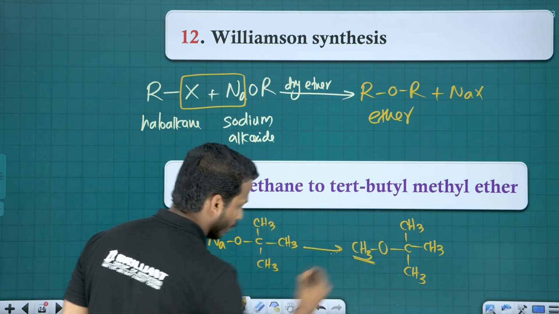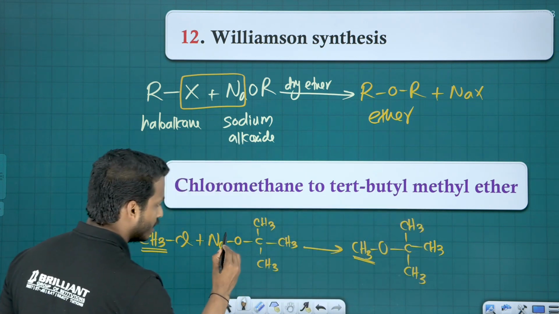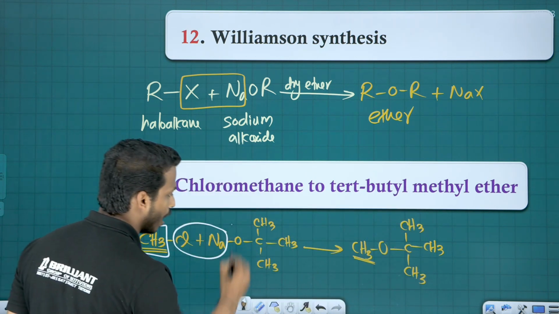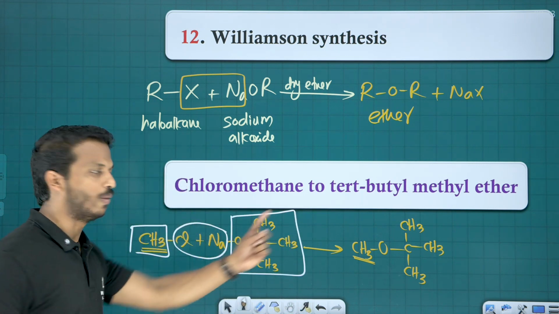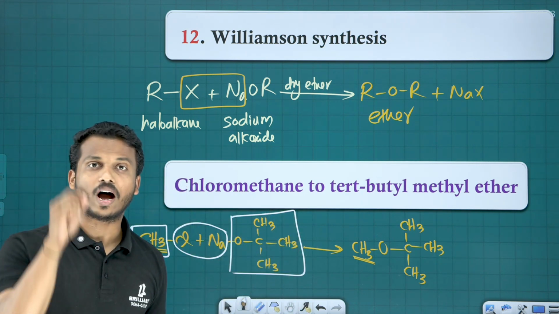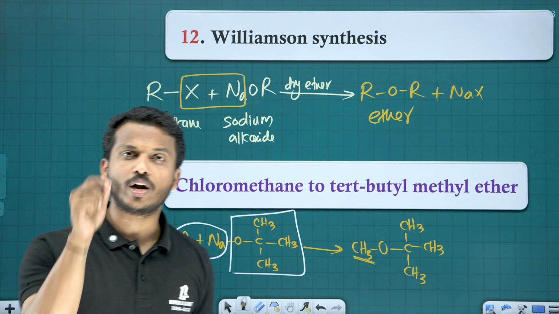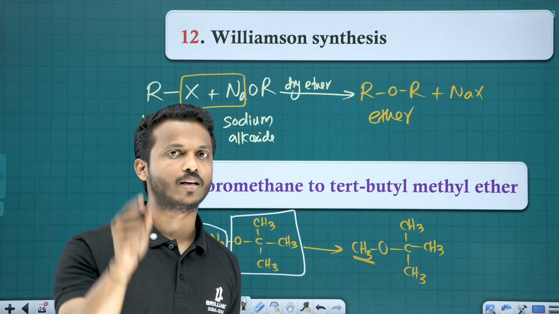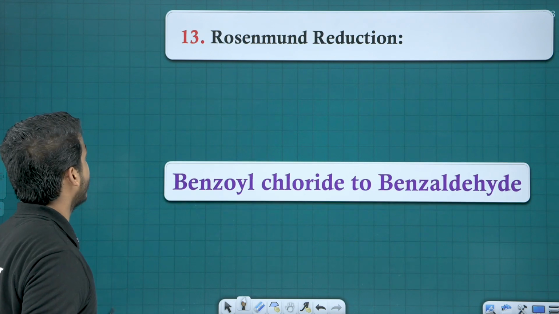NaOCH3 in presence of dry ether. What happened? NaCl goes out, and this alkyl and this alkoxy group join, and you will get the ether. So when a haloalkane reacts with sodium alkoxide, we get an ether. This is called Williamson ether synthesis. Let's go for the next reaction.